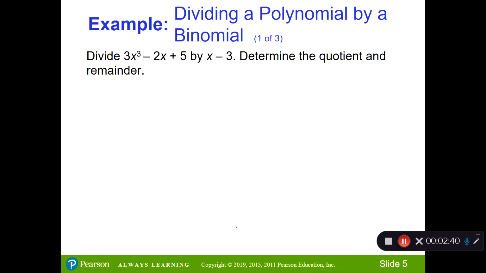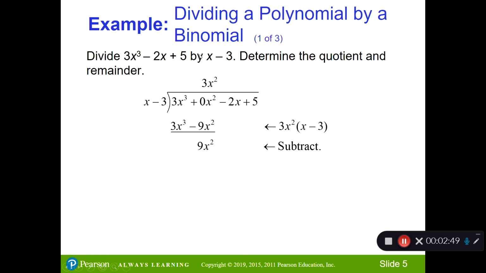All right, now I want to divide this polynomial 3x cubed minus 2x plus 5 by x minus 3 to get the quotient and the remainder. So the first thing I'm going to do is set it up as 3x cubed plus 0x squared minus 2x plus 5. I'm just bringing this guy down there. And then I'm going to divide by the x minus 3 on the outside. So I'm putting the x minus 3 over here.